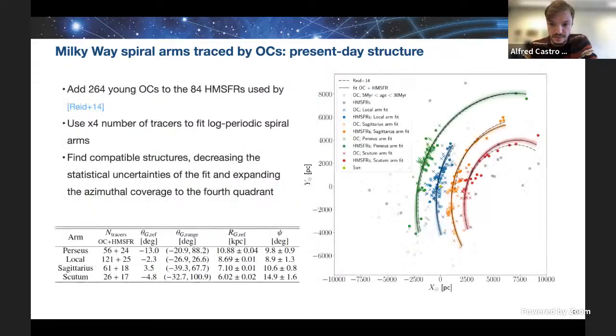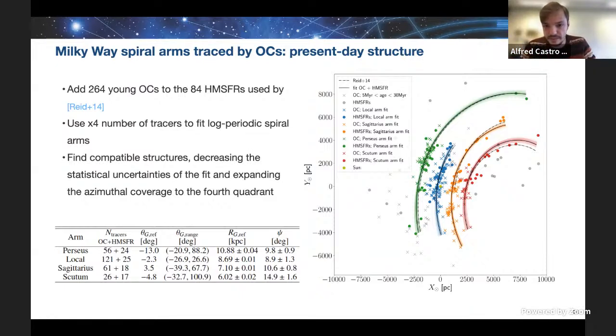Okay, so doing this, we were able to characterize the spiral arms in the solar neighborhood, providing these parameters: pitch angle, characteristic radius, and also azimuth. This was usually done using high mass star forming regions, and there were only 84 of them, and none of them were in the fourth quadrant because they were seen from the ground. And we were able to add a bit more than 250 young open clusters to these tracers and compute the parameters.